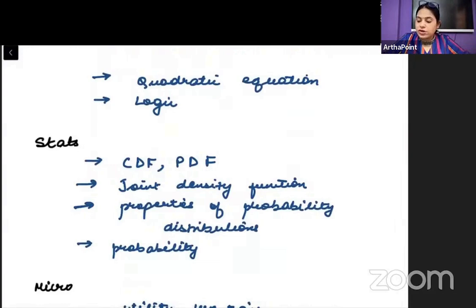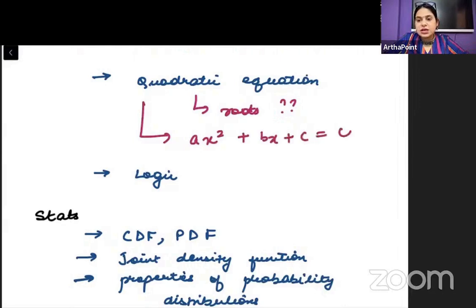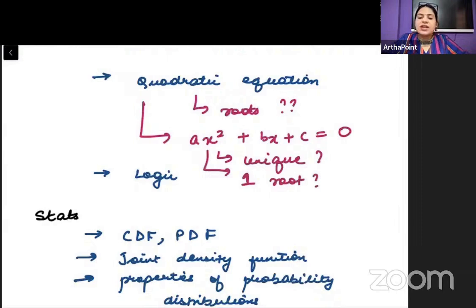Then you have quadratic equation questions. So for example, I can ask you to find out the number of roots, or I can say, okay, I have given you an equation ax square plus bx plus c. Under what condition will this have unique roots? Under what condition will this have only one root? Something like this can also be asked in exam.